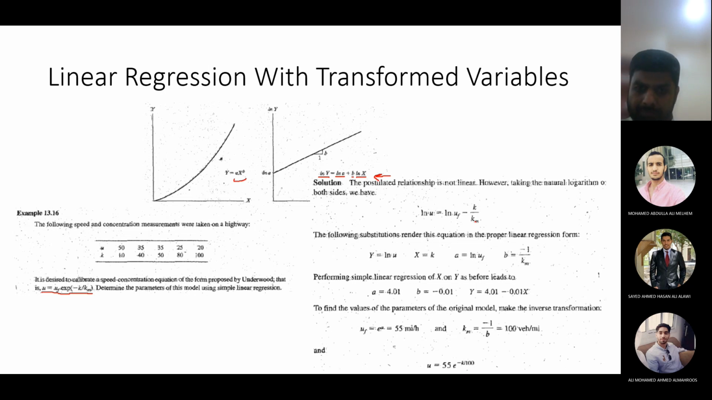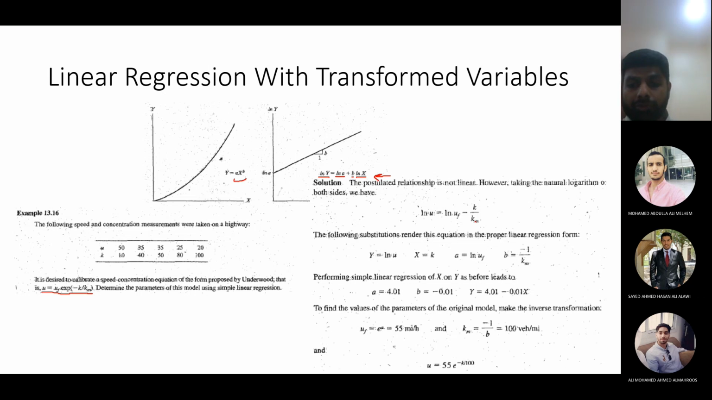Or you can calculate log of u, plot it with respect to k, and you can take the values of a and b from Excel as well. But in Excel when you are plotting, make sure that one column is for log of u, not u. Excel will not do the transformation for you. You have to do the transformation yourself. So one column will be log of u, the other column will be k, and Excel can give you the values of a and b.